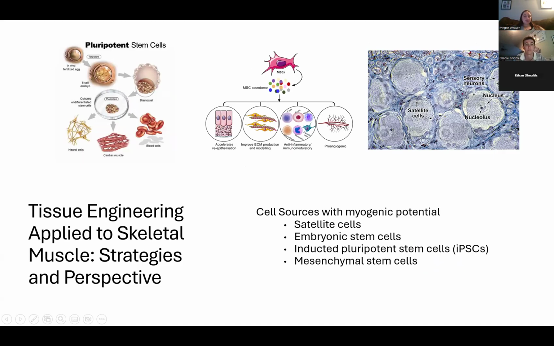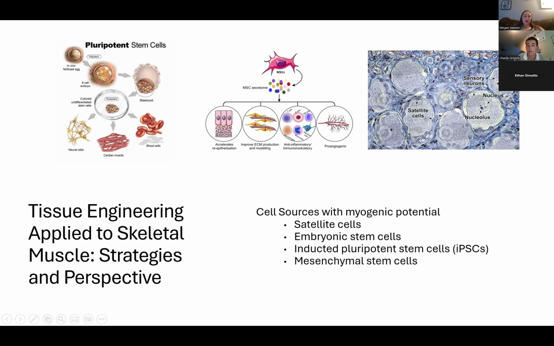Second is embryonic stem cells. ESCs are pluripotent cells derived from early-stage embryos. They can be differentiated into any cell type in the body, including muscle cells. Their advantage lies in their high plasticity, but their use is limited by ethical concerns. Next, we have induced pluripotent stem cells, iPSCs. iPSCs are adult cells reprogrammed back to the pluripotent state. They have many properties like ESCs, including the ability to become muscle cells. iPSCs are exciting because they can be patient-specific, reducing the risk of immune rejection. However, challenges include the need for better control over their differentiation.